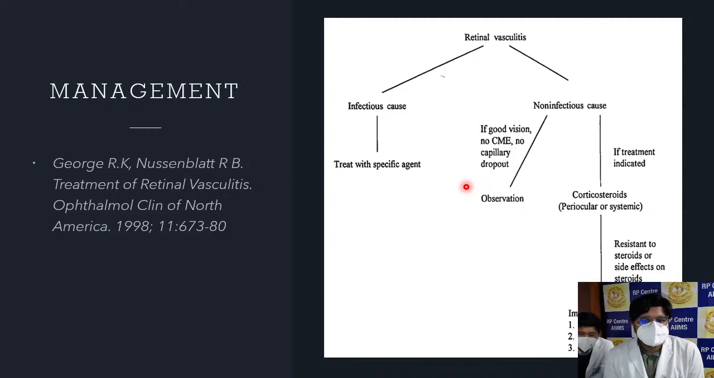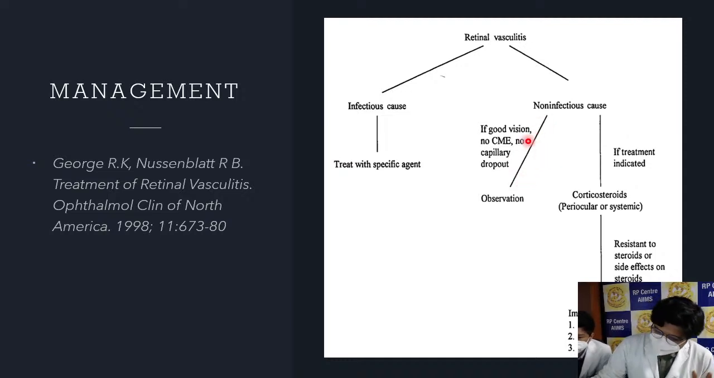This is a brief management of retinal vasculitis. Basically, after the workup, we have to find out the cause of retinal vasculitis, whether it is an infectious cause or a non-infectious cause. If it's an infectious cause, we have to treat the specific agent. If it's a non-infectious cause, we have to look for any edema.